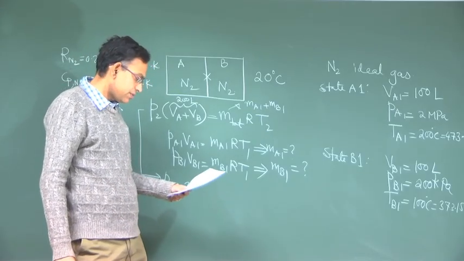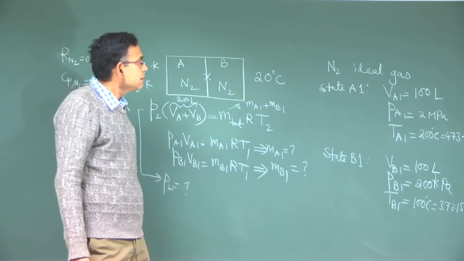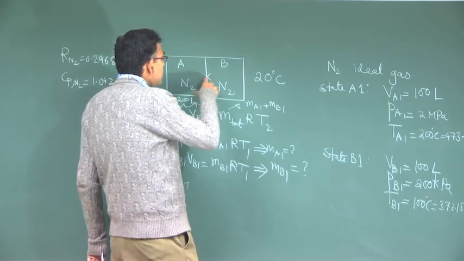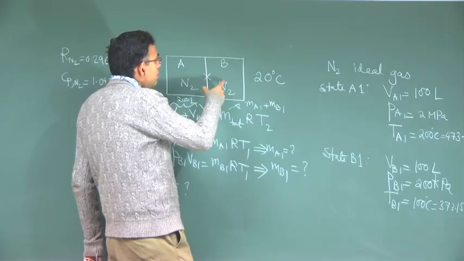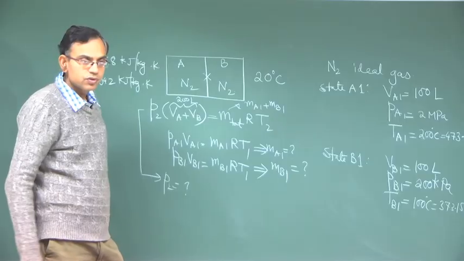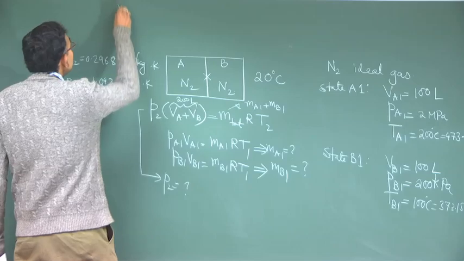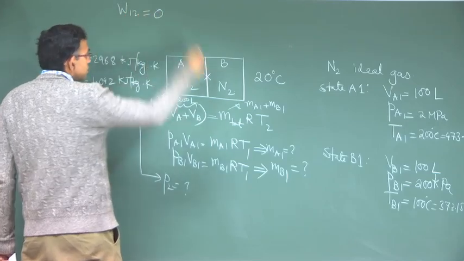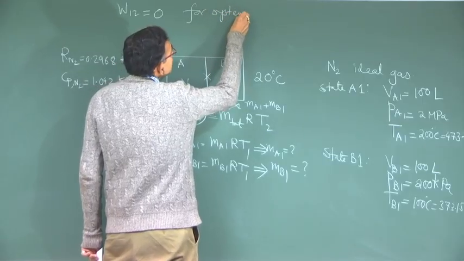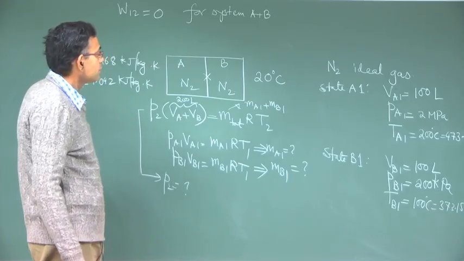Then what is asked, first part is what is the work done. This is the easiest part, because when this is ruptured there is a redistribution of A and B, but overall there is no movement of the system boundary. So, work done is 0 for the system A plus B.